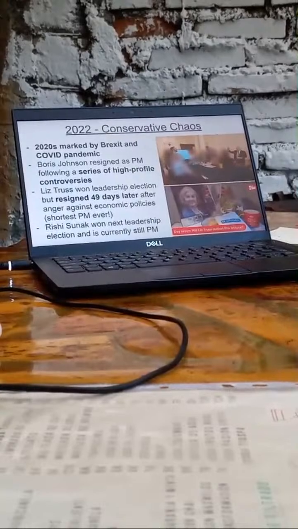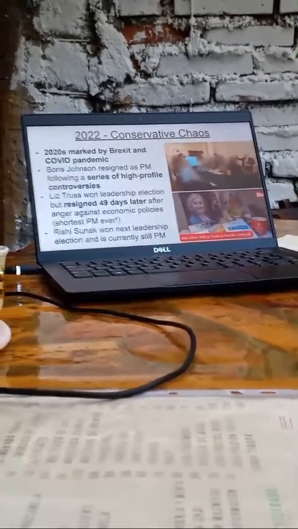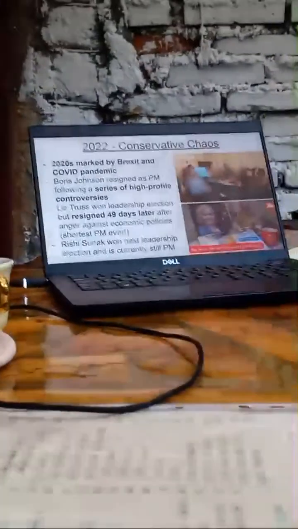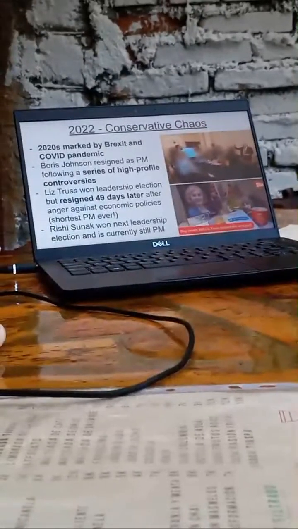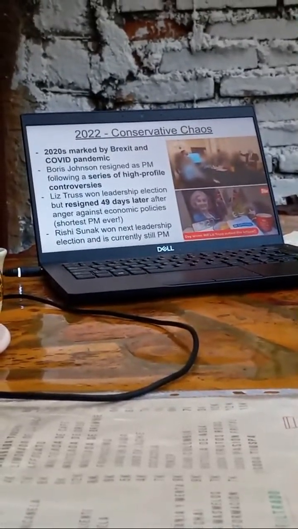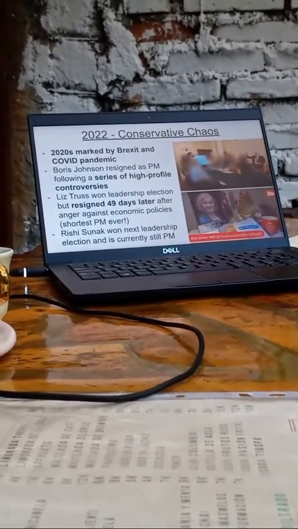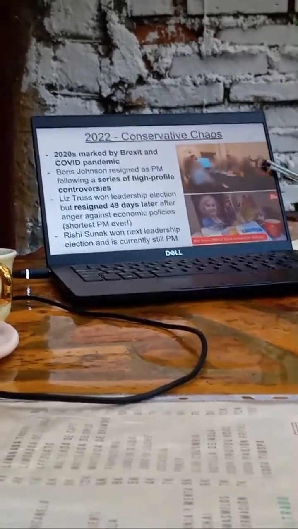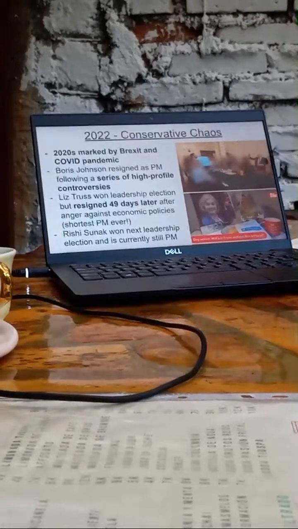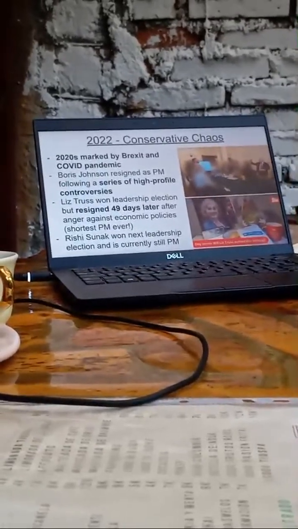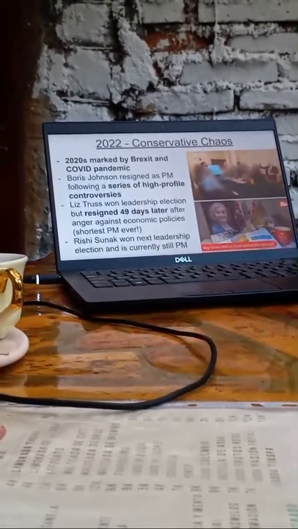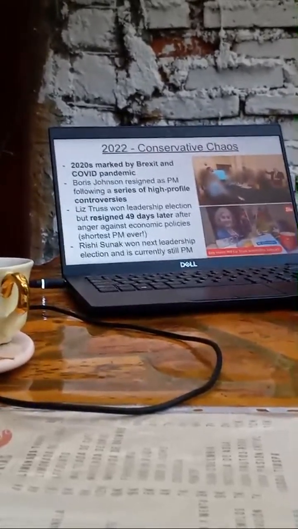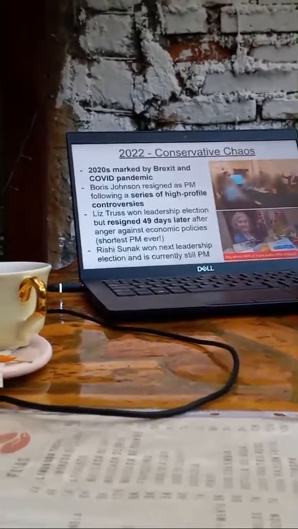This is quite a funny picture. I'll explain this in a moment. So the 2020s so far were marked by Brexit and COVID. COVID obviously was a really big issue, and kind of indirectly led to Boris Johnson's resignation as Prime Minister. Have you ever heard of Partygate? So the Conservative government, like here in Colombia, there were restrictions. You can't meet with that many people during COVID. You can't go outside, to try and stop the spread.